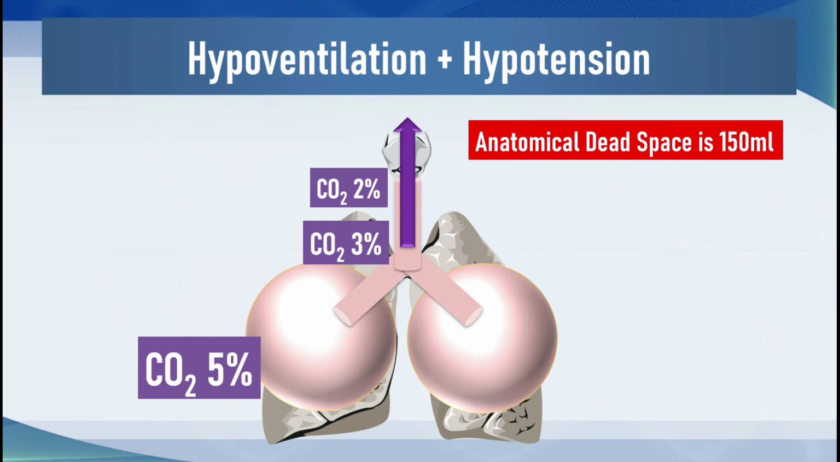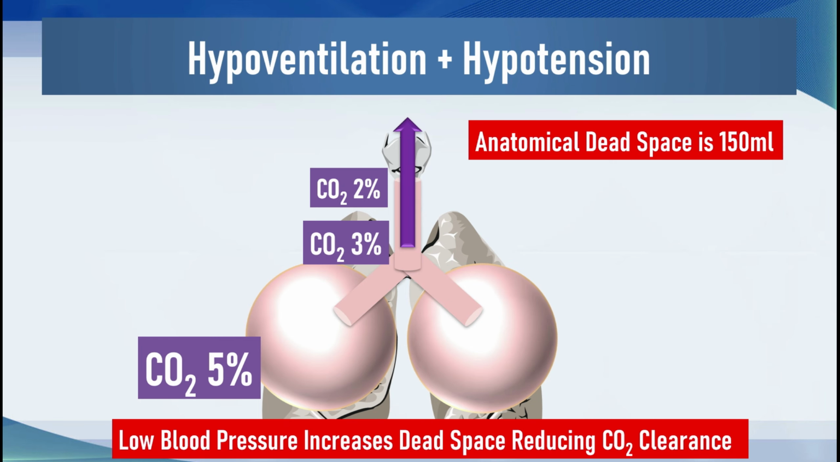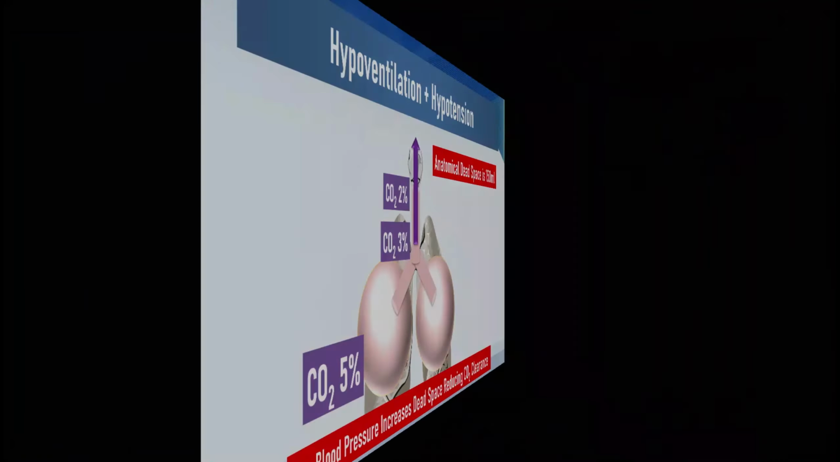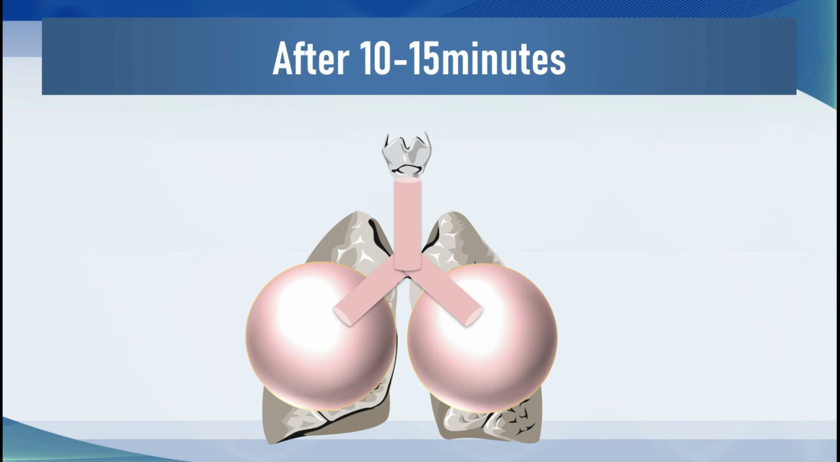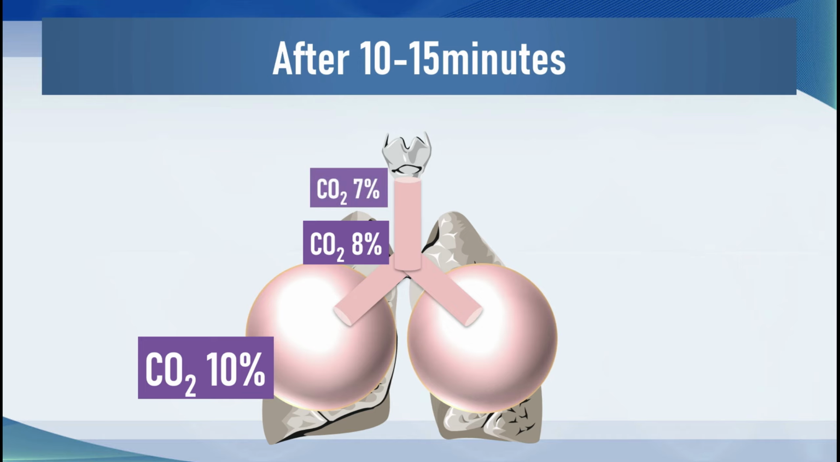Simultaneously, hypotension increases the dead space fraction, thus reducing CO2 removal from both tissues and the lungs. So James is producing lots of CO2, but he is hypoventilating, and you're not seeing that CO2 coming out of his body. He is given ephedrine to improve his blood pressure, but continues to hypoventilate. After 10 or 15 minutes, the CO2 buildup in his alveoli has increased markedly, and the end tidal begins to rise substantially.